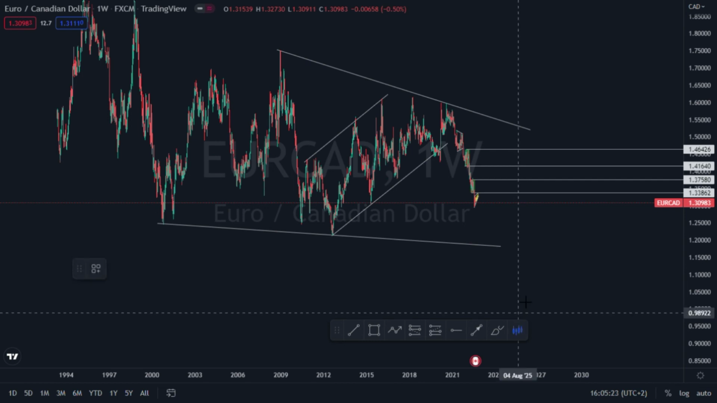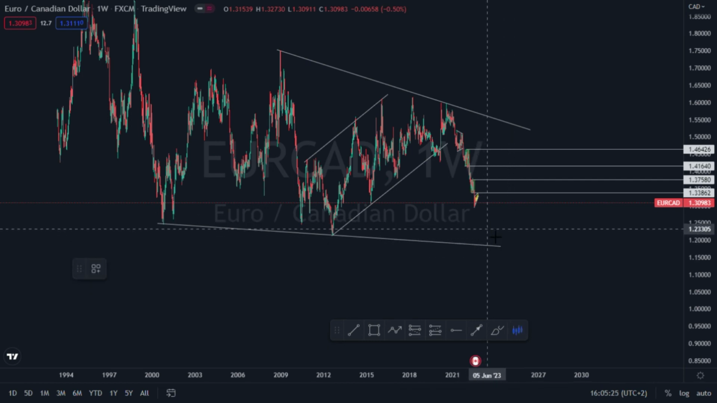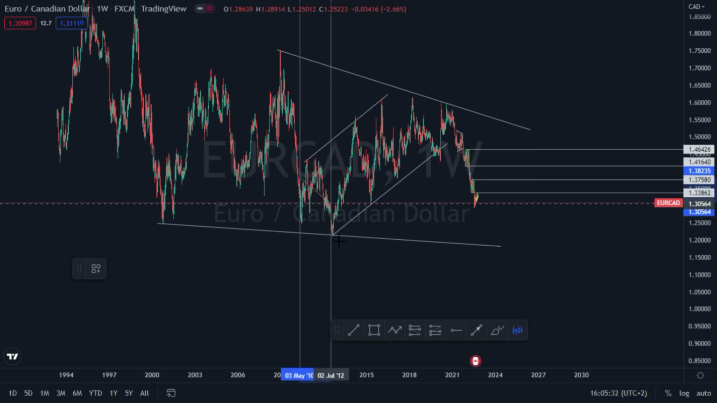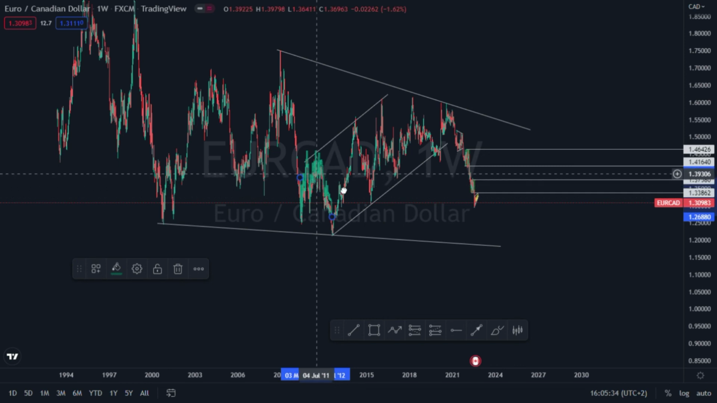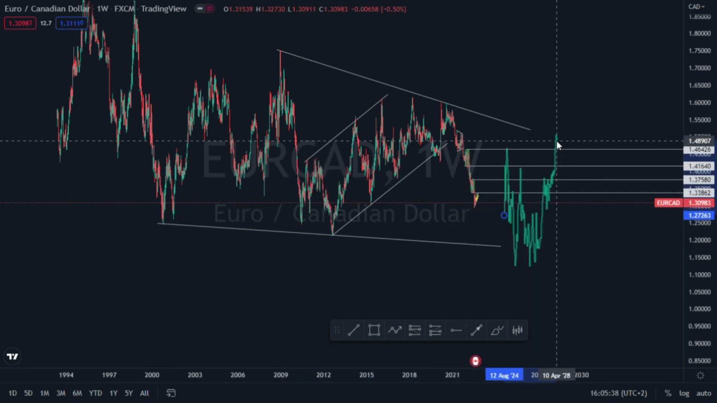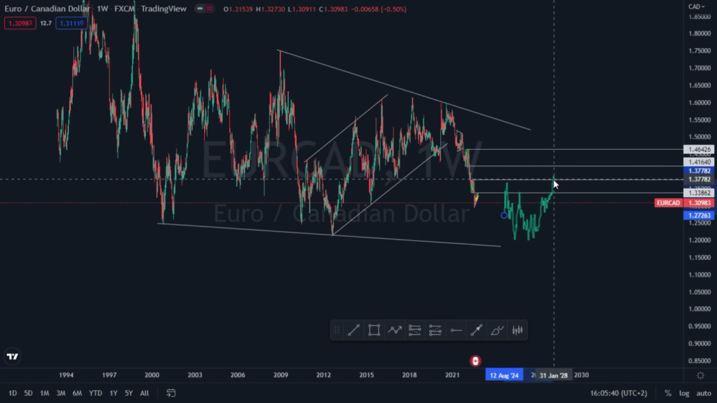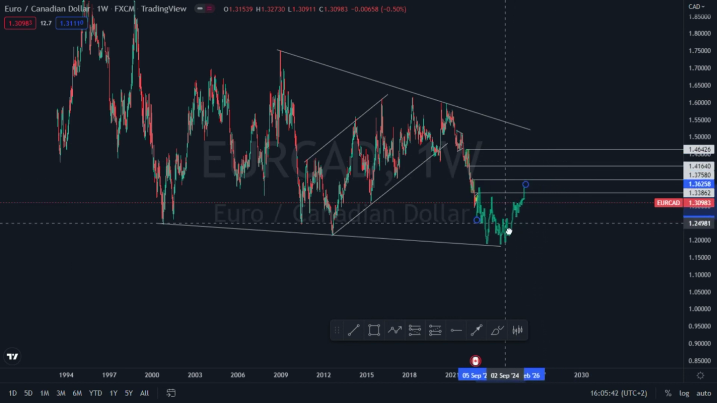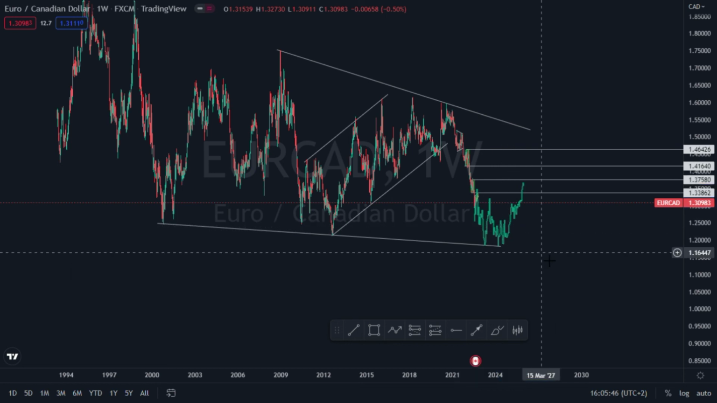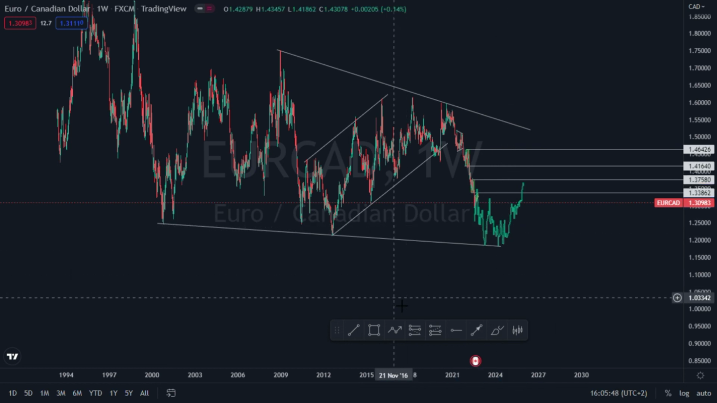What I will be expecting from these levels right here is to see this type of movement. I'll be expecting to see this type of movement from this level and on these levels. I'll be expecting to see something like this. So this is what I'm seeing on this Euro CAD.